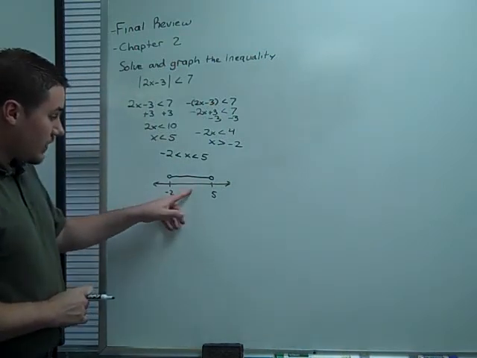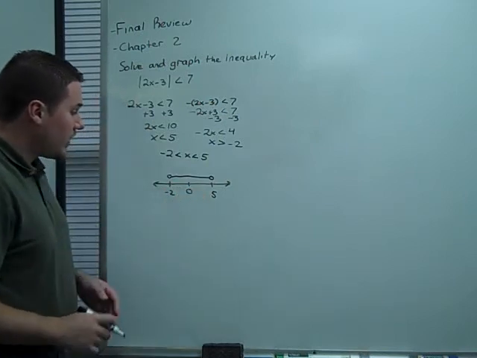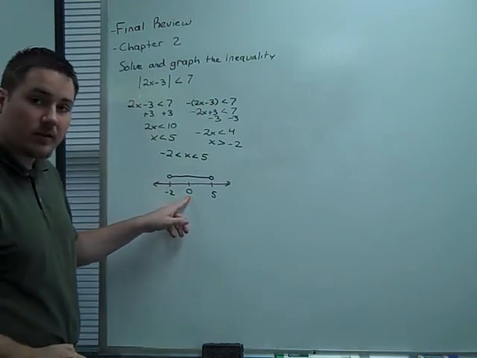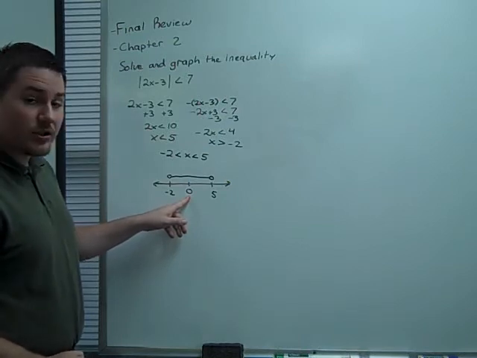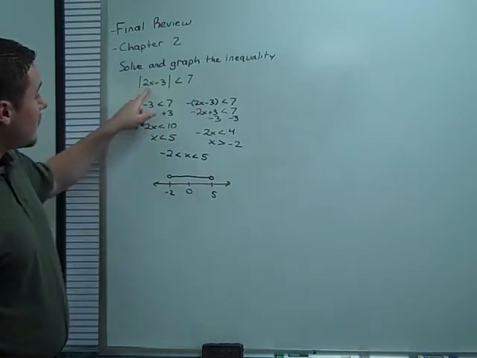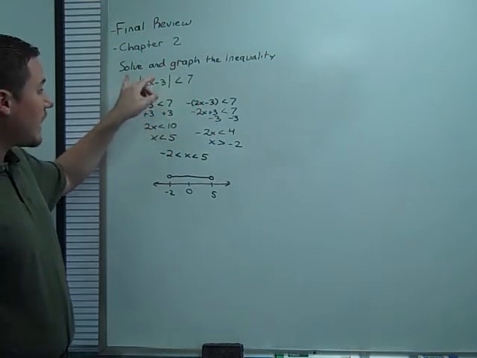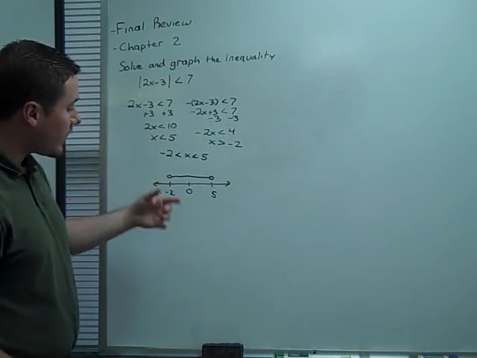Now we can check this. Try a value. The easiest one would be the origin. The origin being 0. 0 is within this. So if I plug in 0 to my original inequality, it should ring true. So 2 times 0 is 0, minus 3 is negative 3, absolute value of negative 3 is 3, which is less than 7. So that's true.